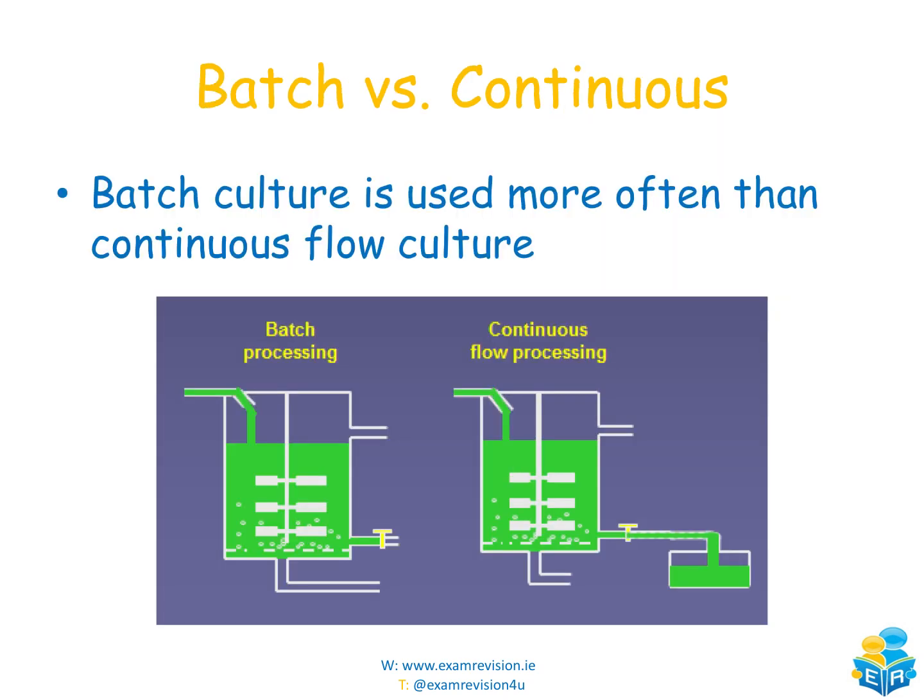So batch flow processing versus continuous flow processing. Batch culture is used more often than the continuous flow culture, just because continuous flow processing is quite complex, it is quite difficult. So batch flow processing is generally used more for food production.